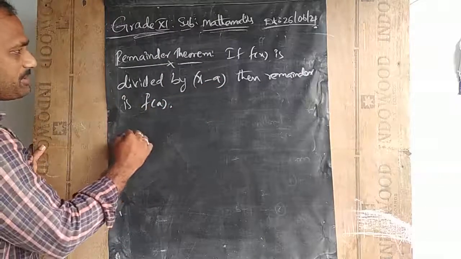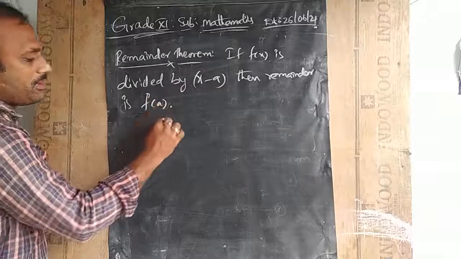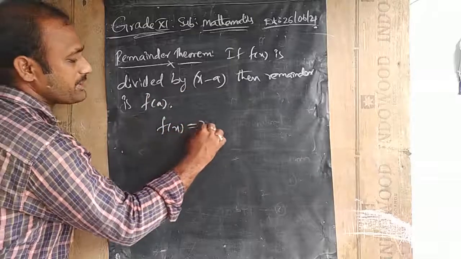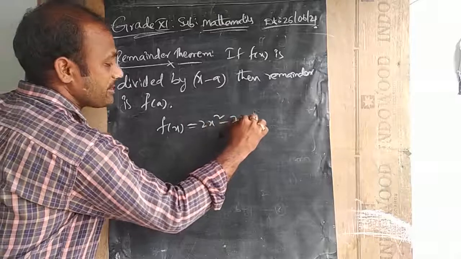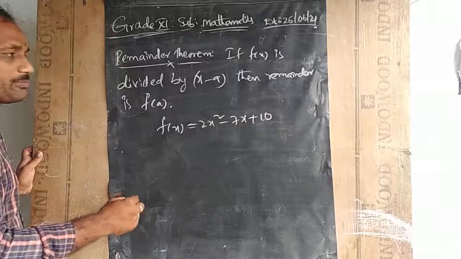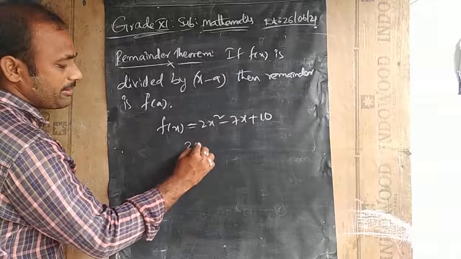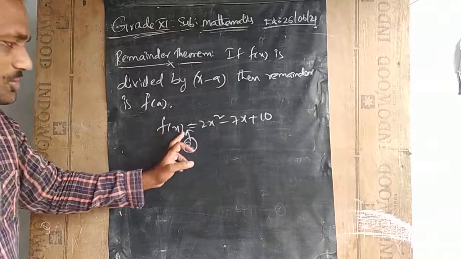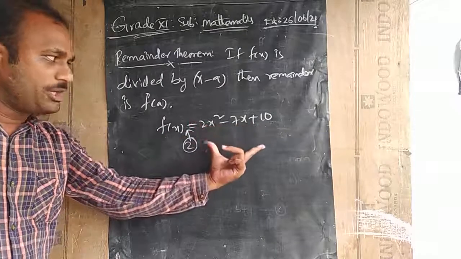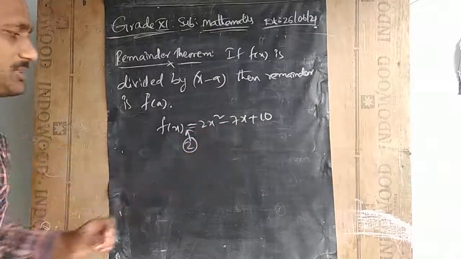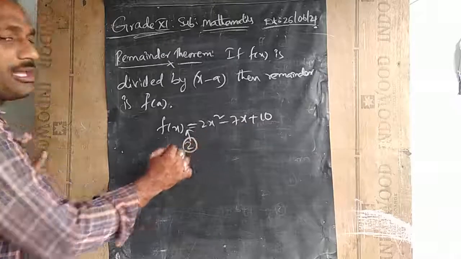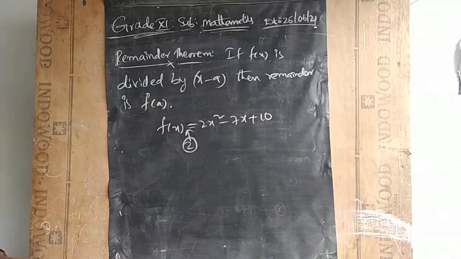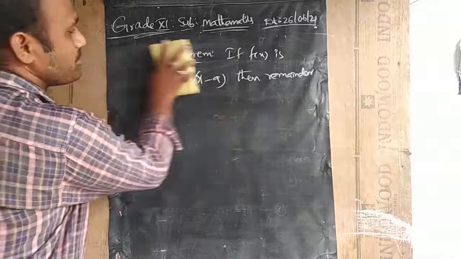So for understanding purpose, for example, if a polynomial function is given, f of x is equal to 2x square minus 7x plus 10. If I am saying that 2 is the remainder, it means if I substitute x as 2 and solve this, I need to get the answer as 0. If I am getting the answer as 0, then I can call 2 the remainder of this polynomial.